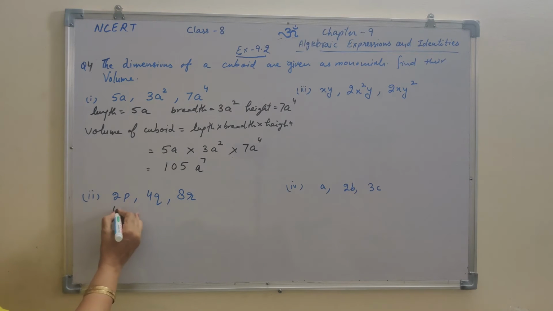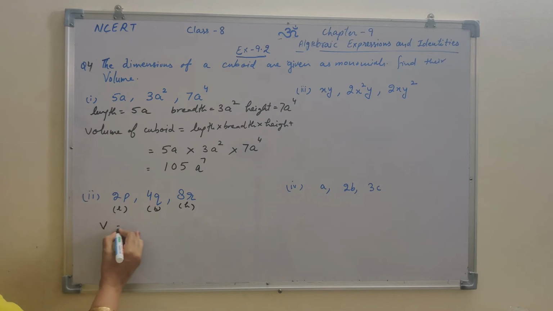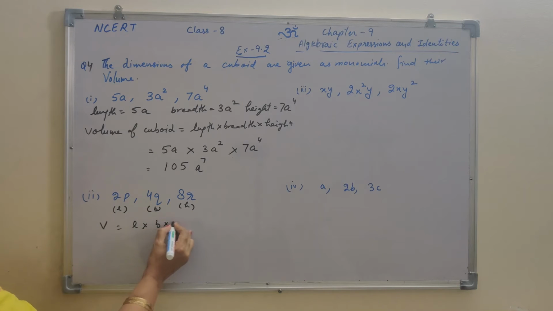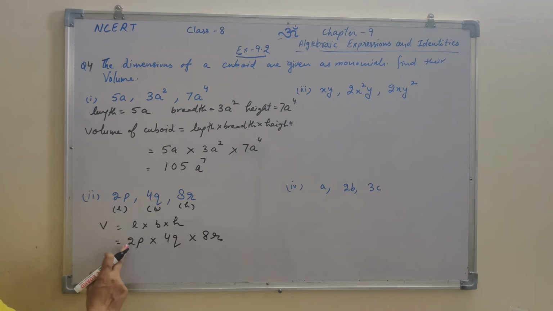See the second part, this is our length, this is our breadth and this is our height. So the volume is L into B into H, that is 2P multiply 4Q multiply 8R. We multiply 4 2s are 8 and 8 8s are 64. And PQR remain PQR only. So the volume is here 64 PQR.